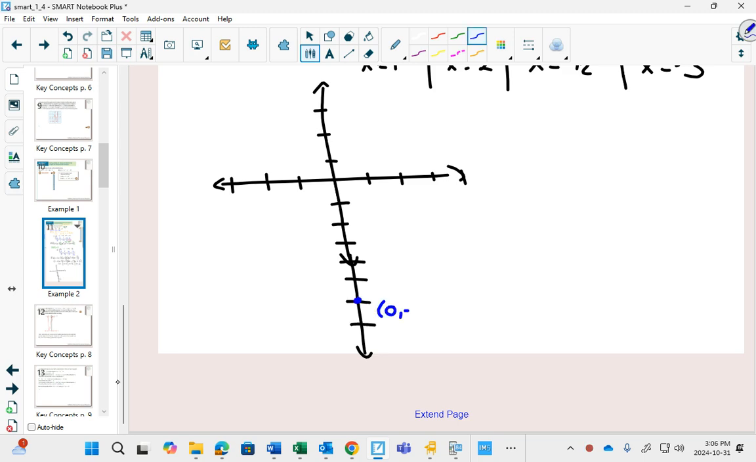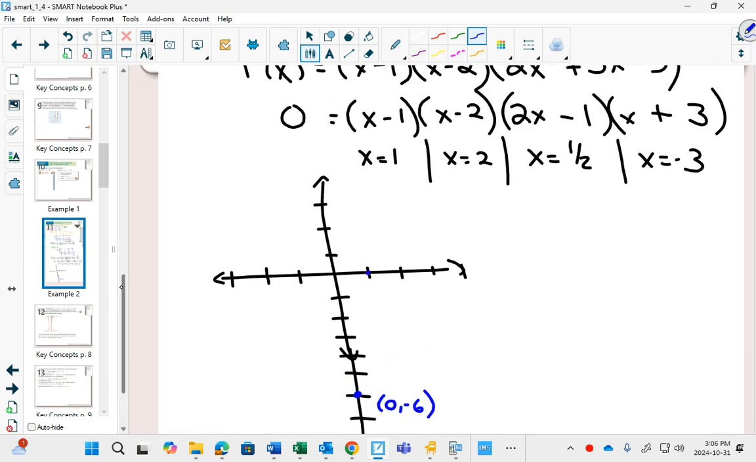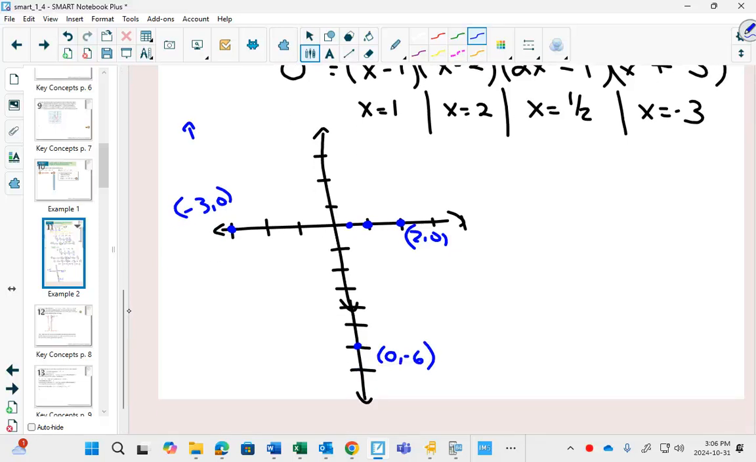Y-intercept at 0, -6. X-intercepts at 1, 2, 1/2, and -3. I could label the other ones, but it's obvious from the graph where they are. End behavior, was it positive x to the 4? Yes. So we have to start on the left, it's going to go up there. Okay?